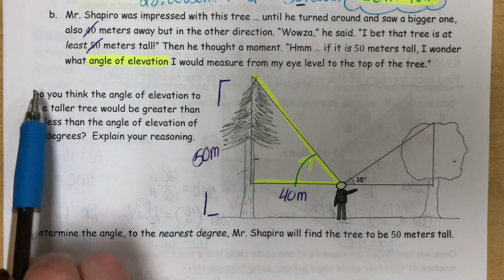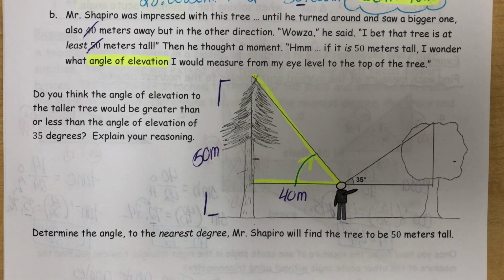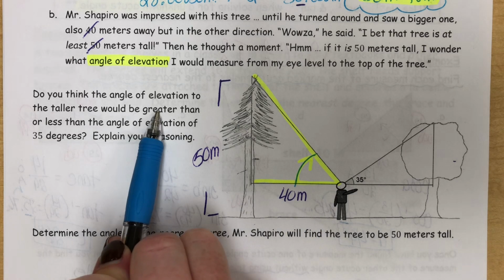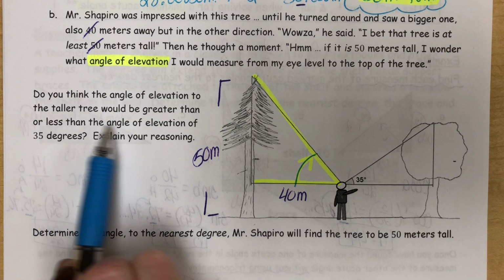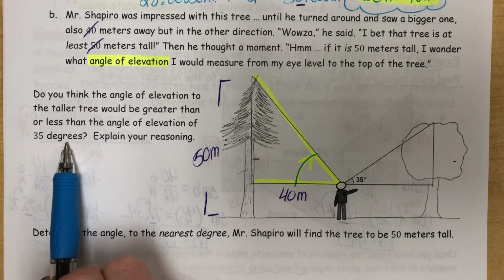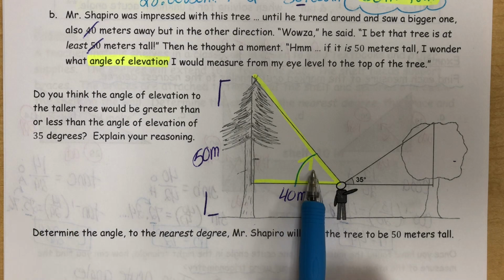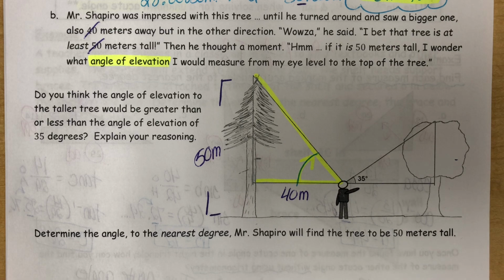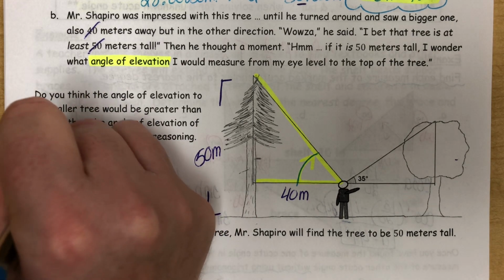All right, so part A, it says, do you think the angle of elevation to the taller tree is going to be greater or less than the angle of elevation, the 35 degrees from before? Do you think this angle is going to be more or less than this guy over here? Yeah, it's definitely going to be greater. It's going to be more. So let's fill that in. It's going to be greater.